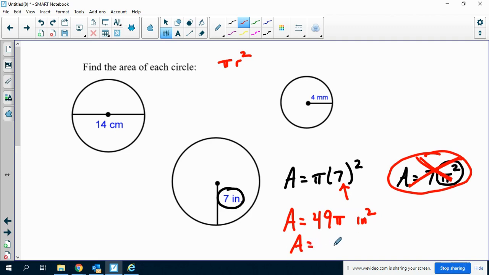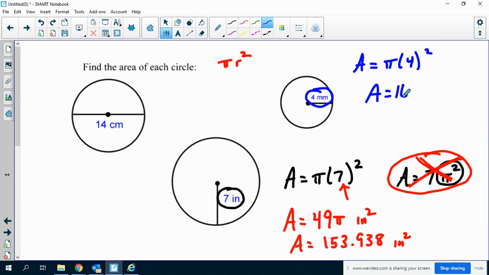If we wanted a rounded answer, 49 pi is equal to 153.938, and then that's inches squared. This problem up here, the radius is given, so all we have to do is plug it in. Area equals pi times 4 squared. So the area is 16 pi millimeters squared. And I can continue, just type that in the calculator, and I get 50.265 millimeters squared.